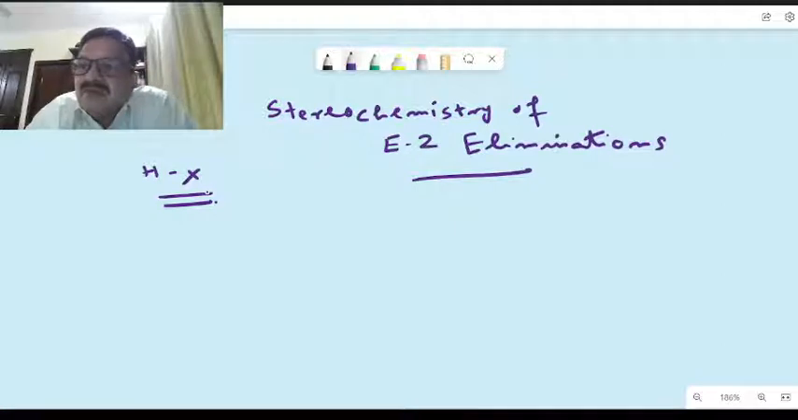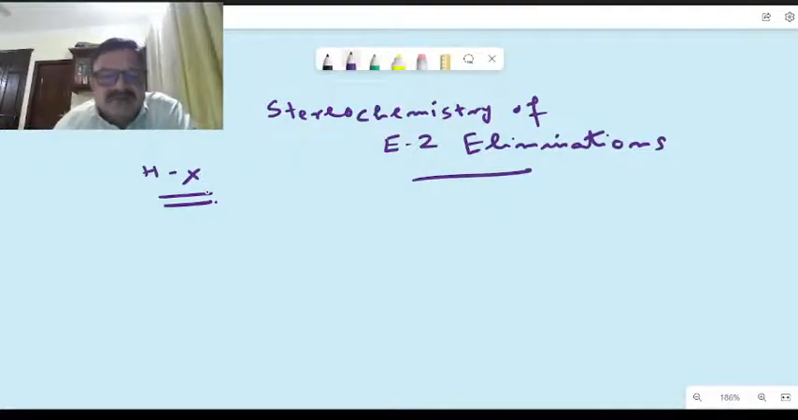This is a base-induced reaction. That is, an alkyl halide will react with a base like OH minus. Then we have potassium tertiary butoxide, sodium methoxide, and other bases. This is one of the most common methods for introducing a pi bond and preparation of an alkene. So dehydrohalogenation is an example of beta elimination. You know that.